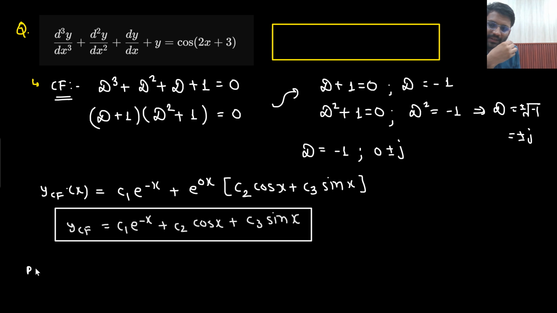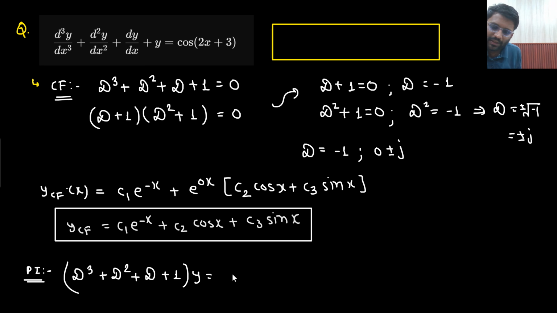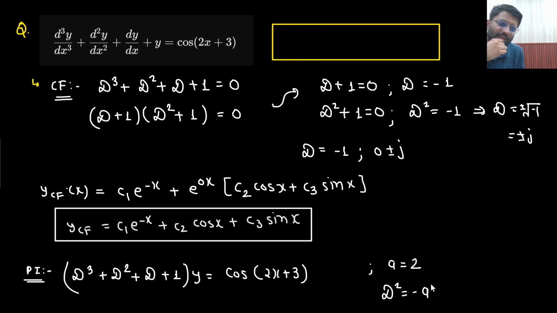Now let's find out the PI. We are supposed to find out the PI. So it would be D cube plus D square plus D plus 1 into y equals to cos 2x plus 3. What is the value of a? The value of a is 2. So D square could be replaced as minus a square, that would be minus 4. Nothing else, only D square can be replaced as minus 4.